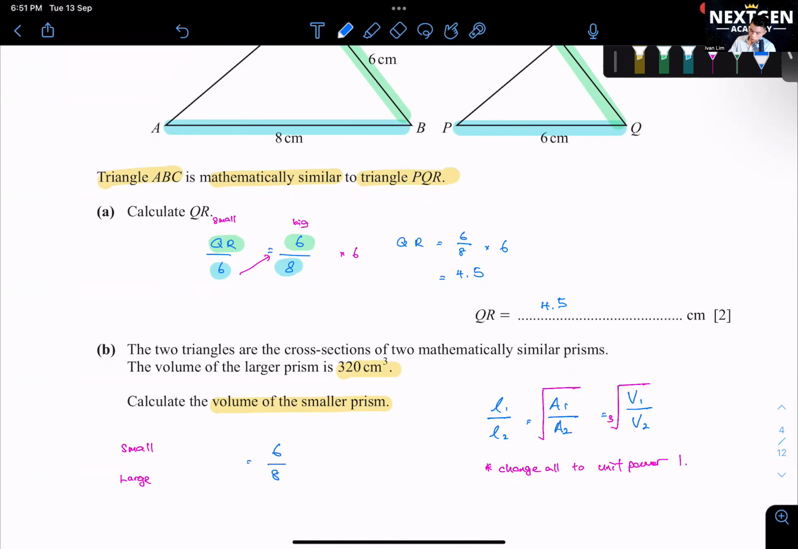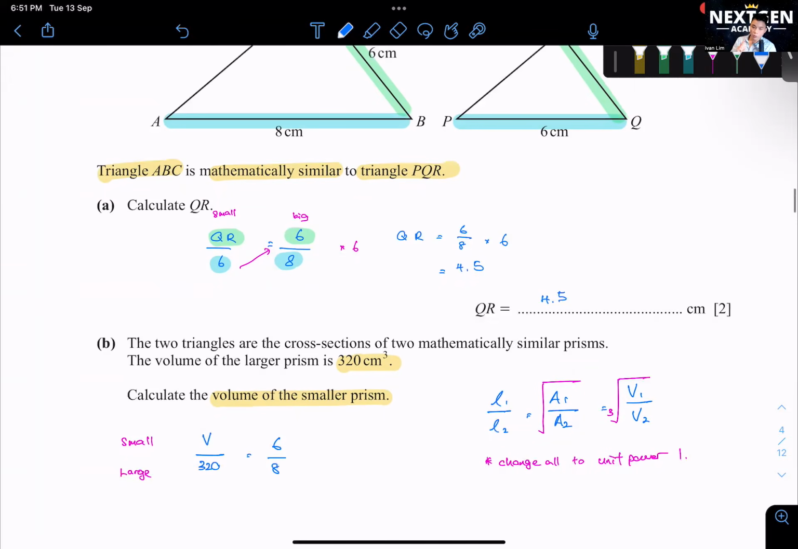is equals to the volume of the small prism over the volume of the big prism, which is 320. Then you must know that you cannot compare this directly, because this is to the power of 3 and this one is to the power of 1. The key is you change it to power 1. That means you cube root this. Always just remember this: change it to power 1.